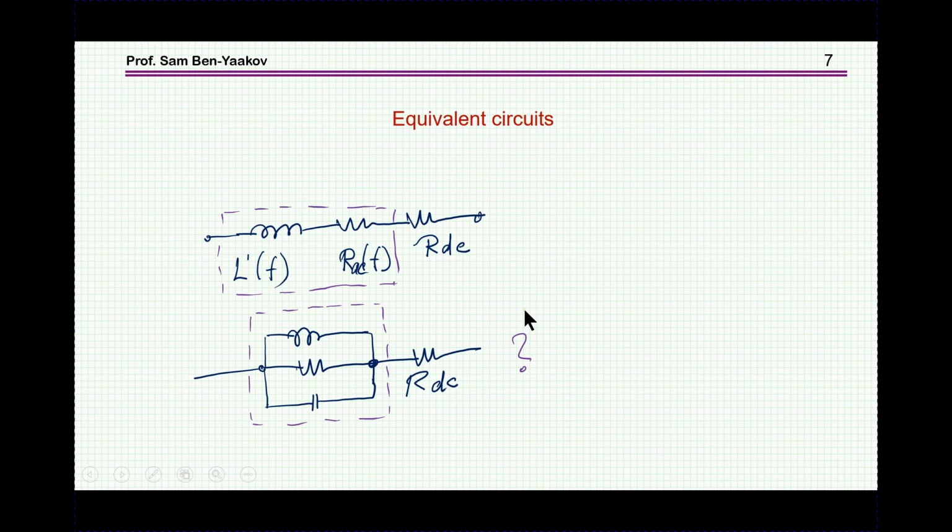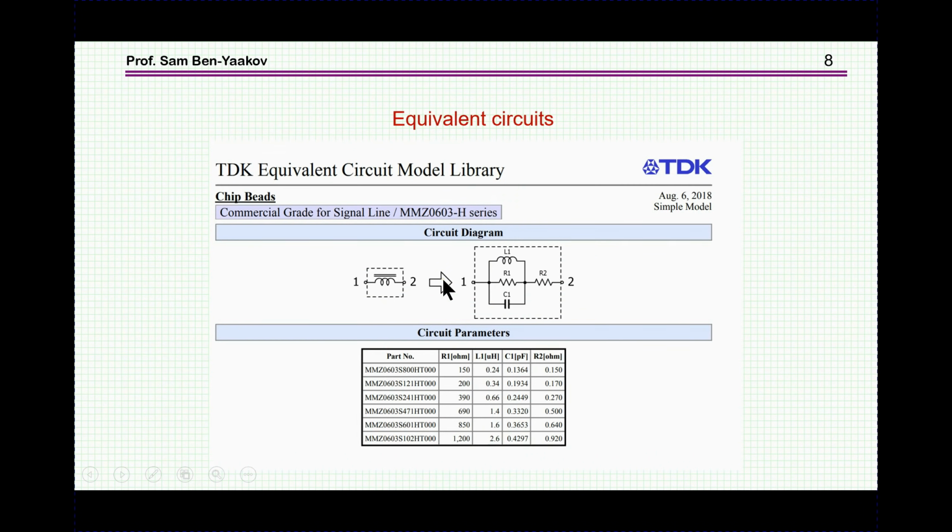So I think the best way is actually this way. But notice that this is an RAC, so if there is a DC through this element, this should not be taken into account. So it's a kind of funny model that is for AC. It's not for DC, because in DC this element is not there.